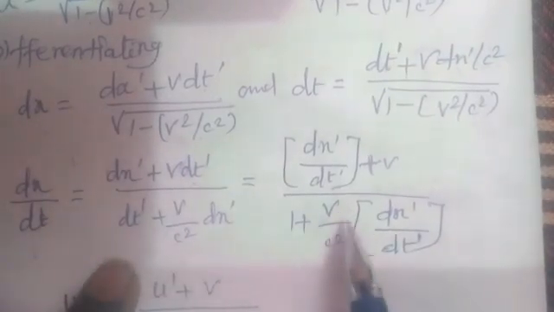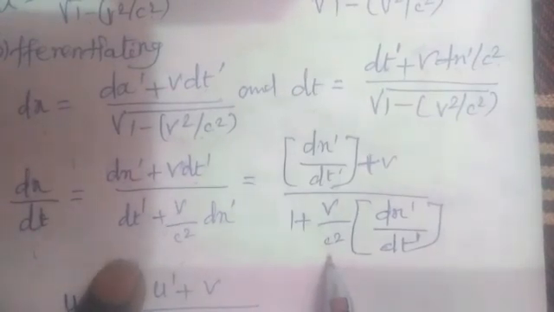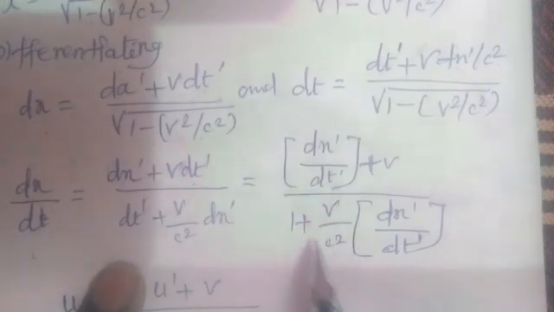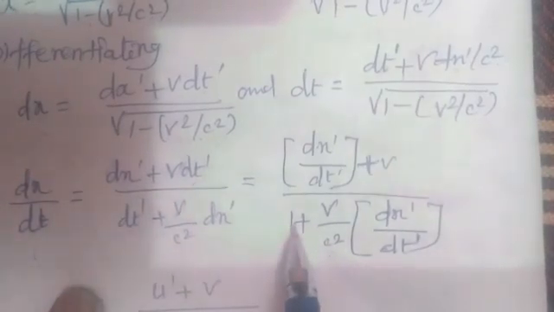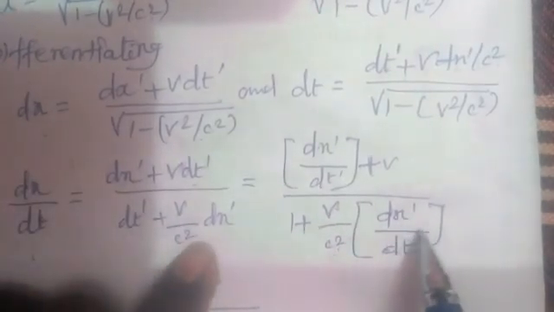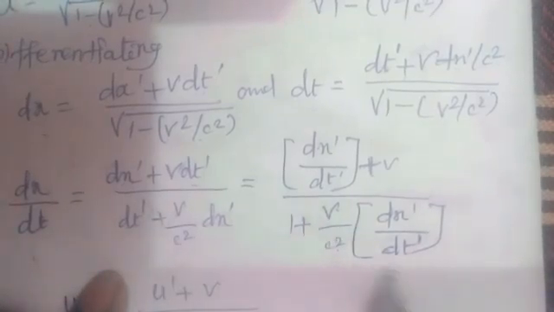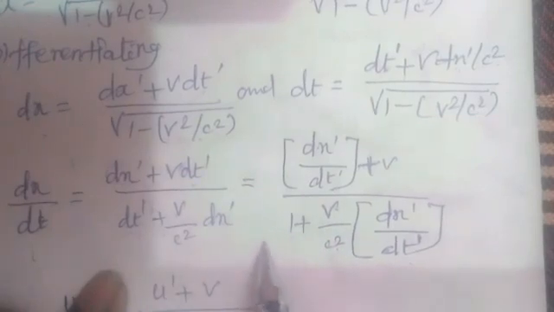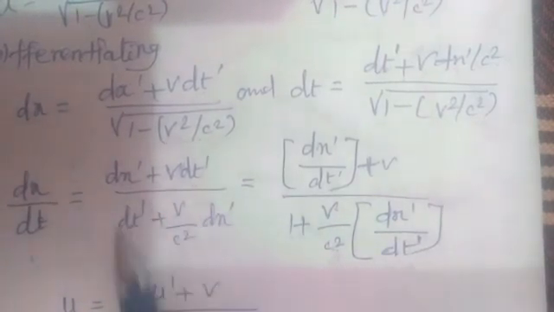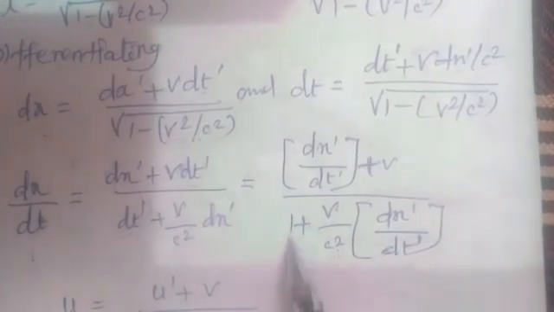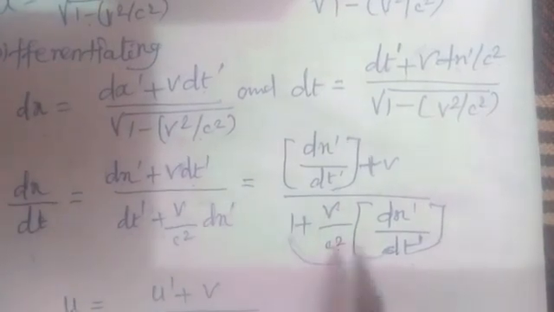Next, in the denominator, 1 plus v divided by c square into dx dash divided by dt dash. There is a small mistake, so it is 1 plus v divided by c square, dx dash divided by dt dash, right?